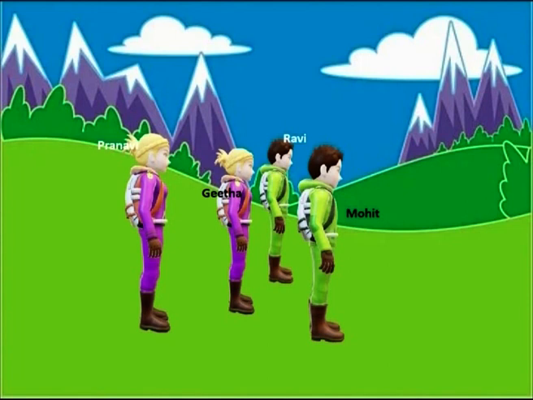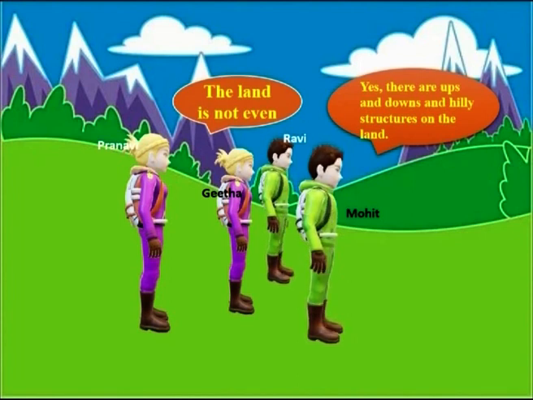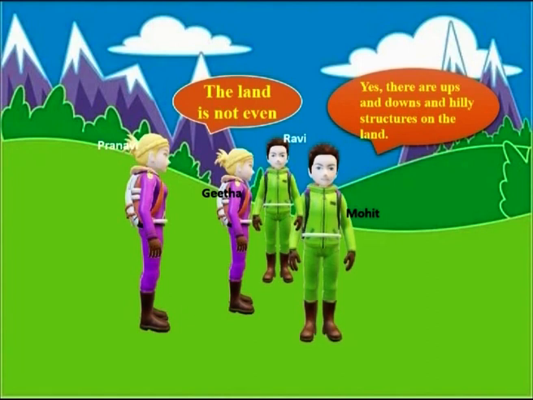Pranavi, Geeta, Ravi and Mohit also went to an excursion over a hillside. They observed that the land is not even. They also observed that there are ups and downs and hilly structures on the land. Ravi and Mohit were astonished to see the ups and downs on the landform. So children, let us go for a new lesson about landforms and explore how our landforms are.